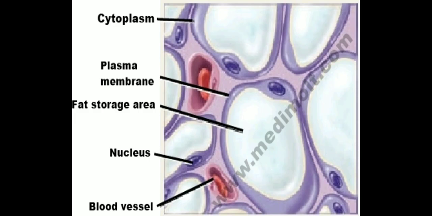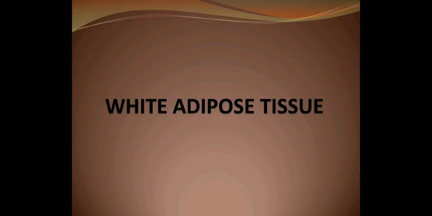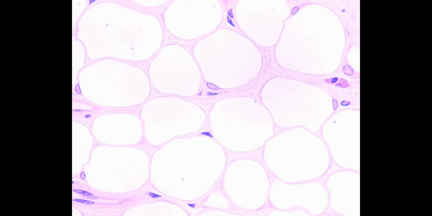There are two types of adipose tissue. One is white adipose tissue and the other one is brown adipose tissue. Now let's see the details of white adipose tissue. This tissue appears opaque due to the presence of a large number of adipocytes, that means fat cells are more in number, and you will find it is commonly seen in adults.